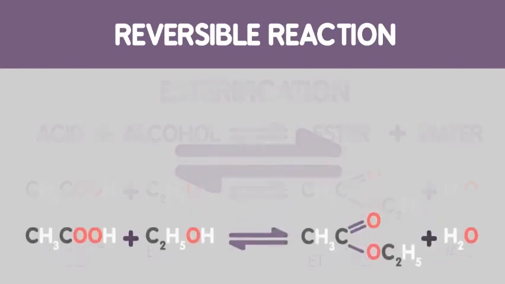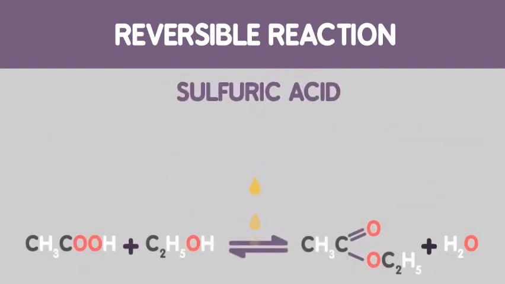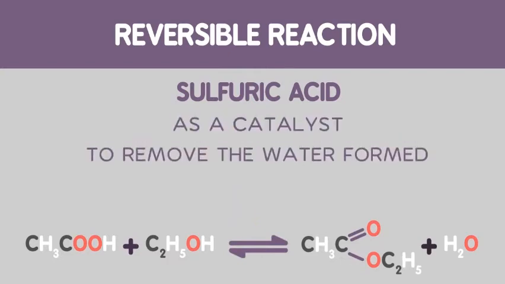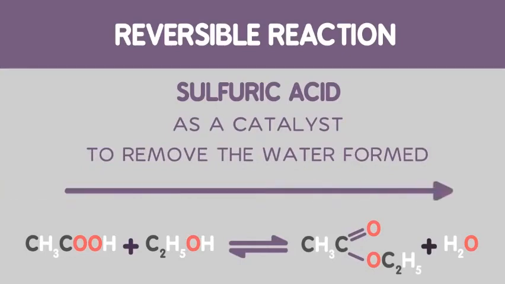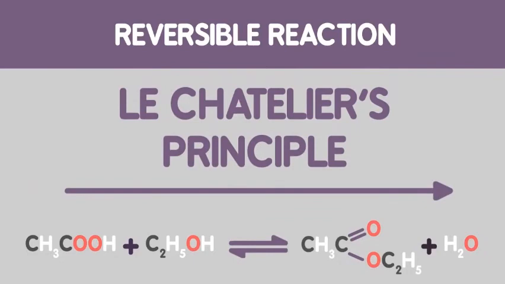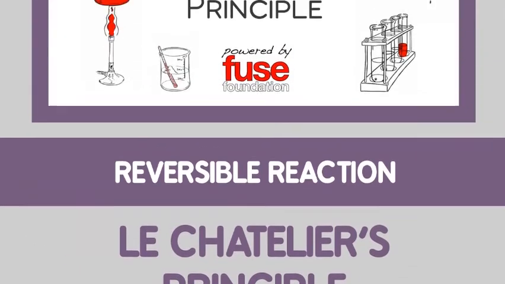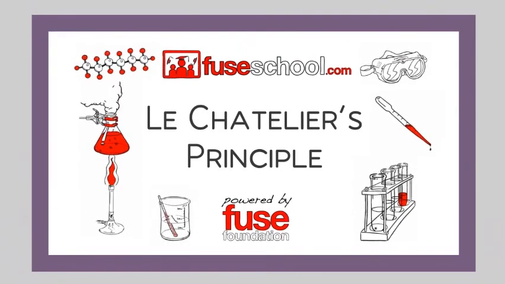In this reaction, a few drops of concentrated sulfuric acid are added. This sulfuric acid acts as both a catalyst and to remove the water formed, thereby displacing the equilibrium to the right following Le Chatelier's principle. If you don't know this principle yet, no problem. We have a video about it right here just for you.